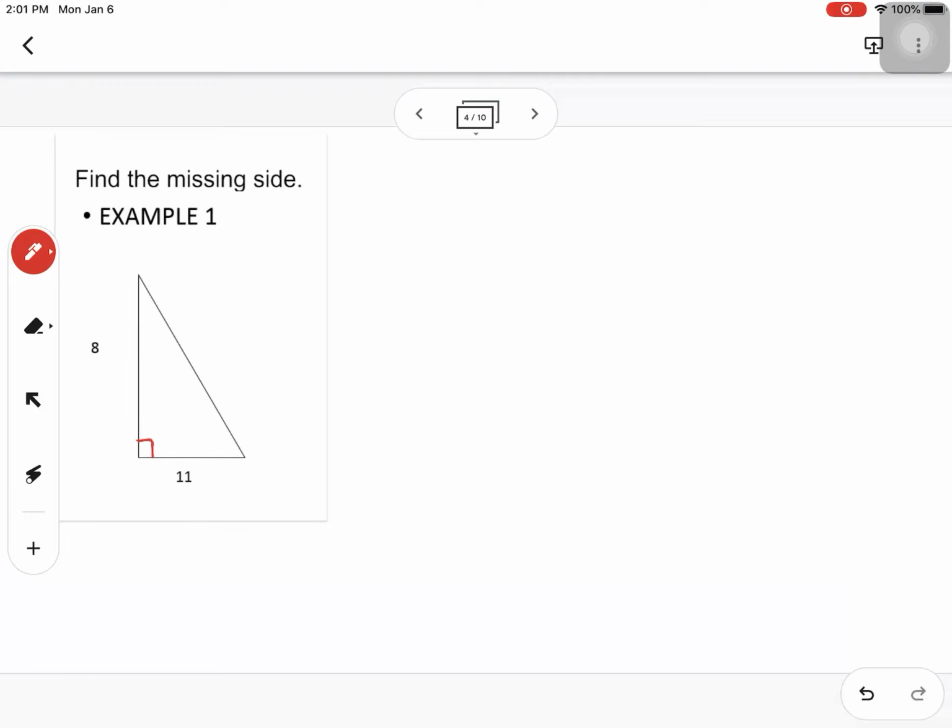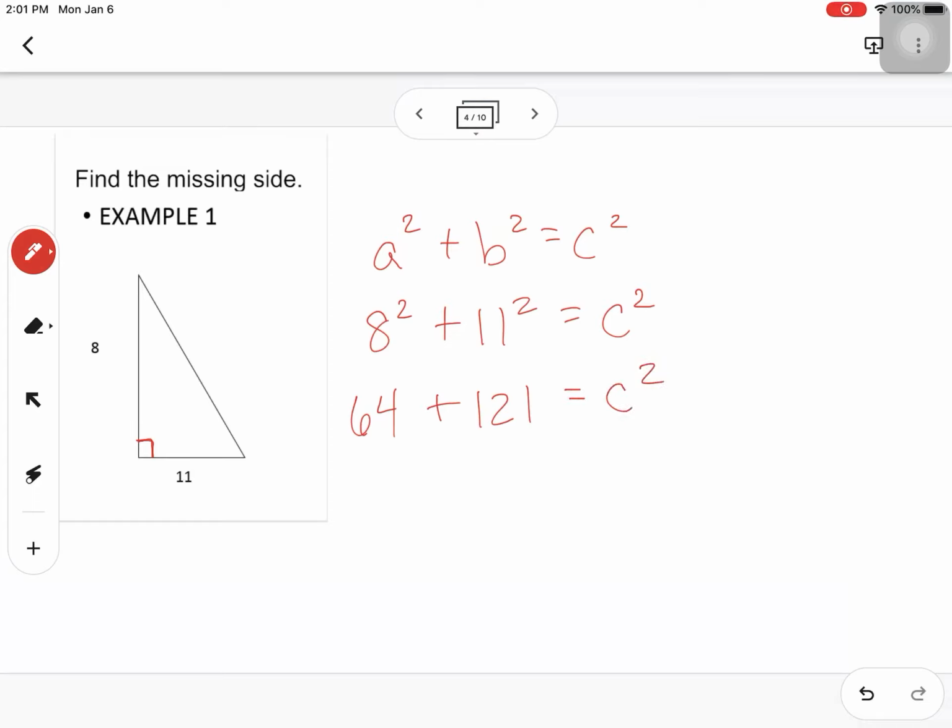So, to work through it, here the 8 and the 11 are legs, so those are going to be the A and the B. 8 squared is 64, 11 squared is 121, which if you add that together, that gives you 185. Okay, what that means for us is that my c would be the square root of 185.